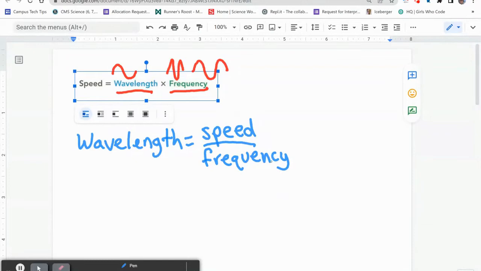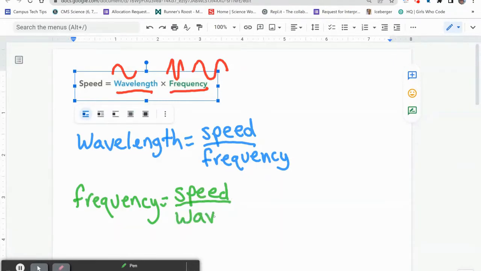Okay, so now we've got wavelength is equal to speed divided by frequency, and we can do a similar thing in order to figure out what the frequency formula is. The frequency formula would be frequency is equal to speed divided by wavelength. So these are the three formulas that we'll use in order to fill in the blanks in the next data table.